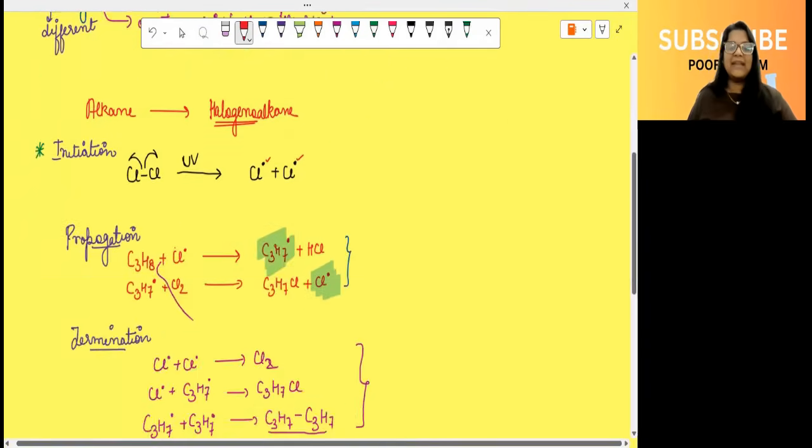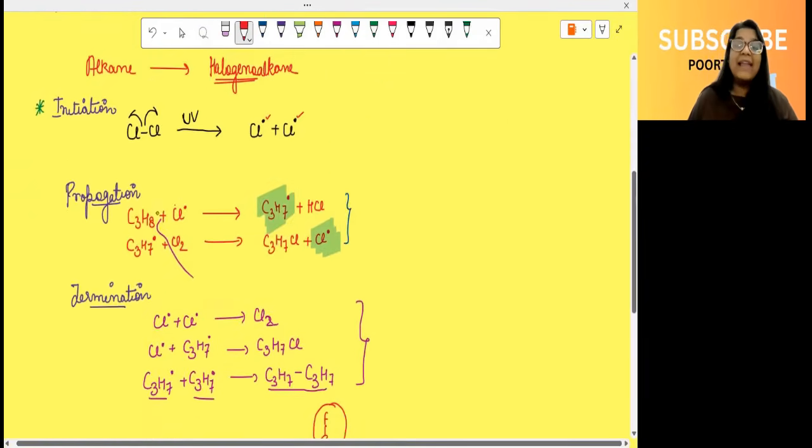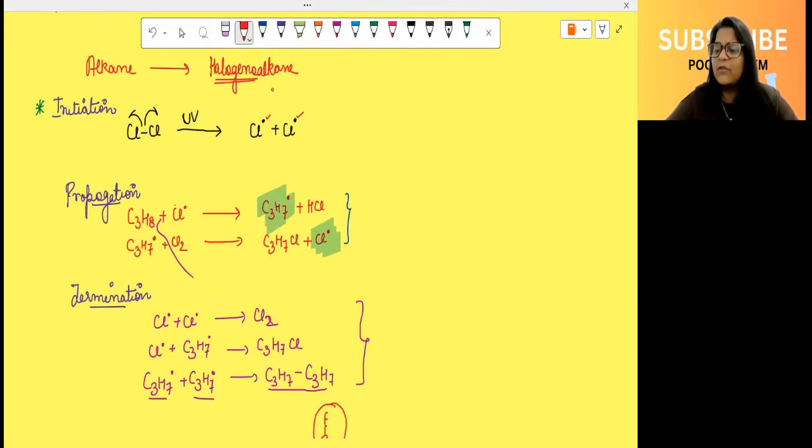Next. Now, alkane has to get converted to halogenoalkane. So what halogenoalkanes will we be making in our syllabus? It is either chloroalkanes or bromoalkanes, right? Iodine will not undergo a reaction because iodine has low reactivity.